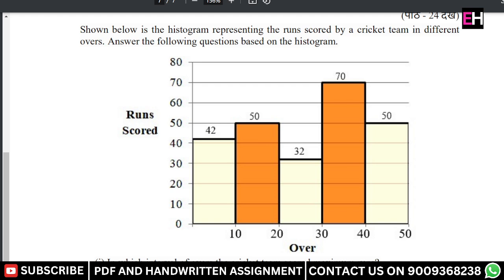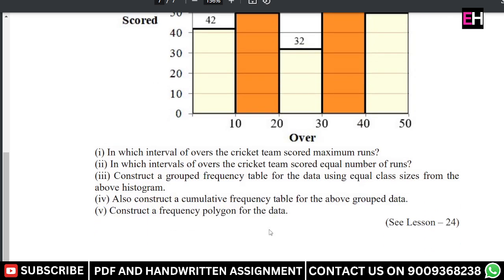Question number 6b: shown below is the histogram representing the runs scored by a cricket team in different overs. Answer the following questions based on the histogram. Now, in which intervals of the overs did the cricket team score maximum runs? Second, in which intervals of overs did the cricket team score an equal number of runs? Third, construct a group frequency table for the data with equal class sizes for the above histogram. And the fourth one, also construct a cumulative frequency table for the above group data. And the fifth one is to construct a frequency polygon for the data.